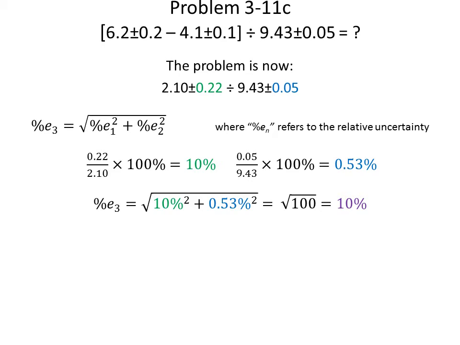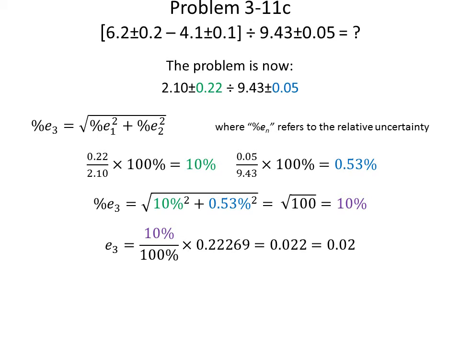These numbers are then inserted into the equation above. The sum of 10 squared plus 0.53 squared is 100, the square root of which is 10. Therefore, the percent relative uncertainty is 10%. We then convert this to absolute uncertainty by dividing the 10%, our percent E3, by 100. Again, we always divide by 100%.